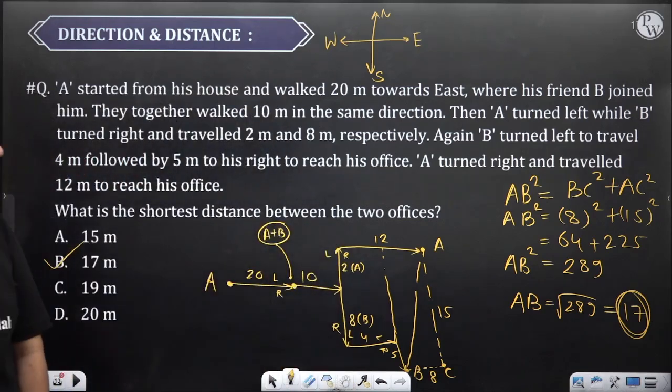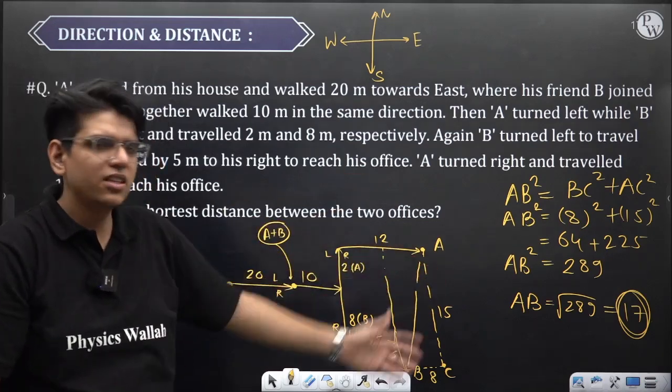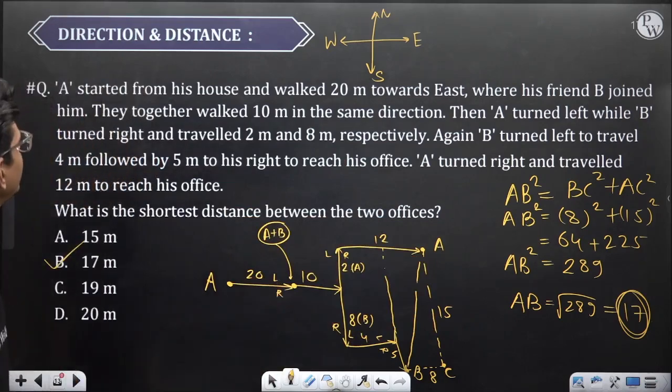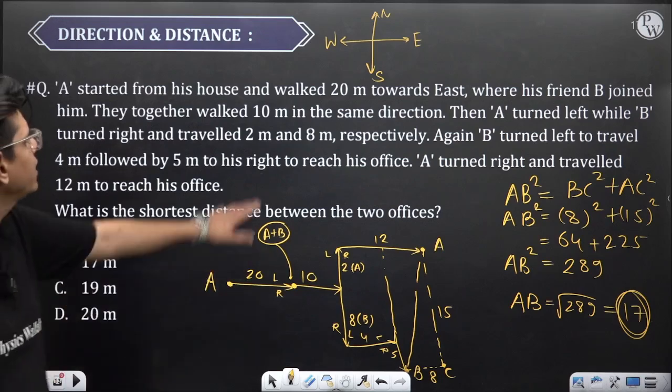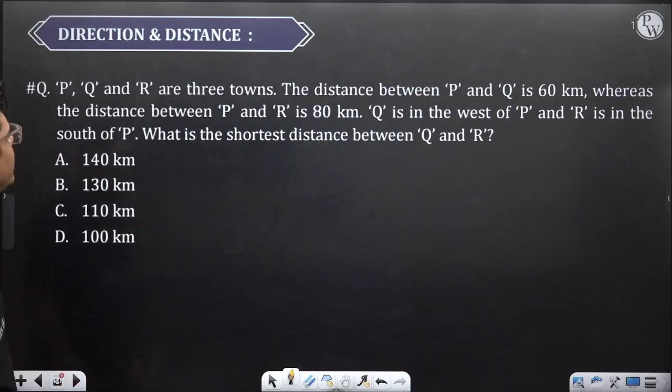Actually, the question is framed incorrectly, right? The distance should be in kilometers. How can the distance between two offices be 17 meters, right? So you can change this question from meters to kilometers. So let's look at the next question.